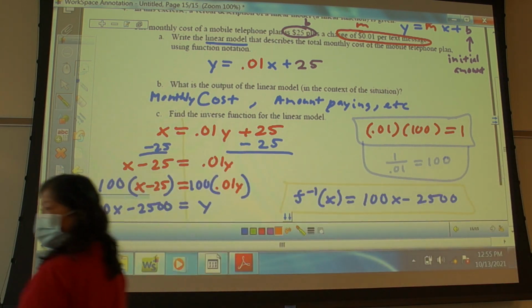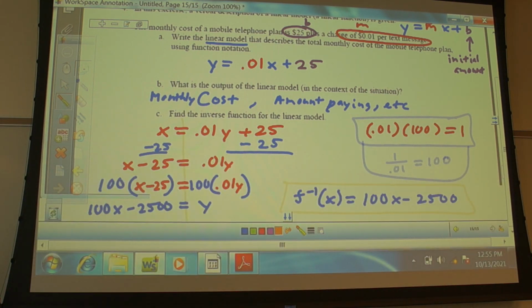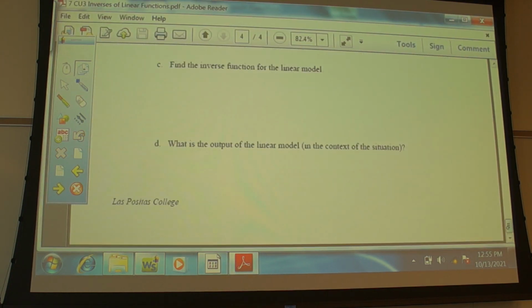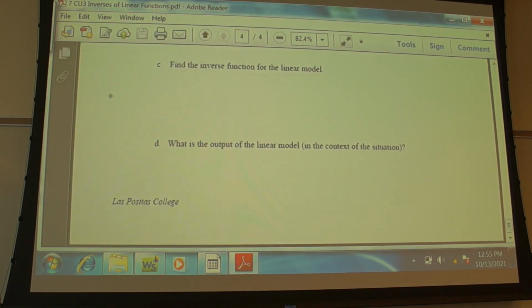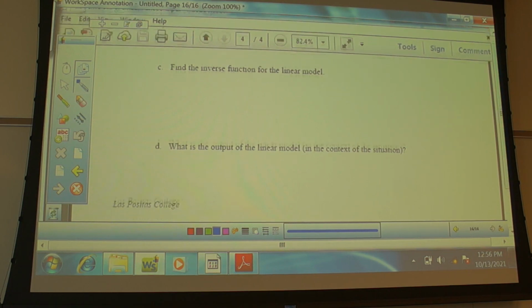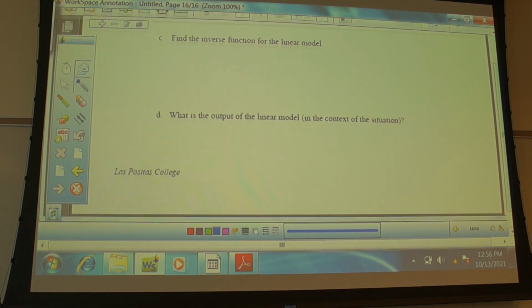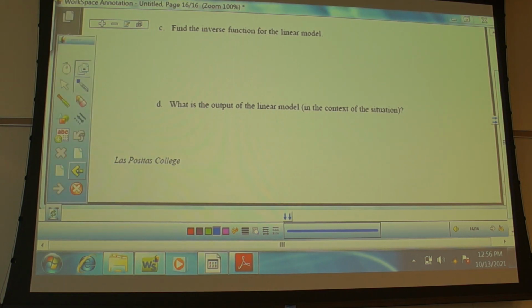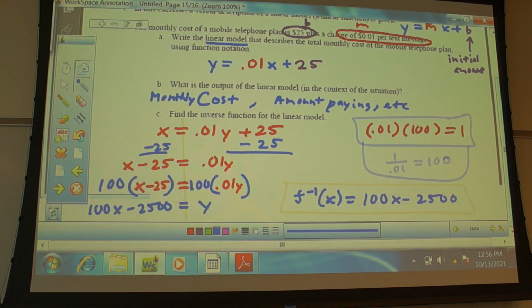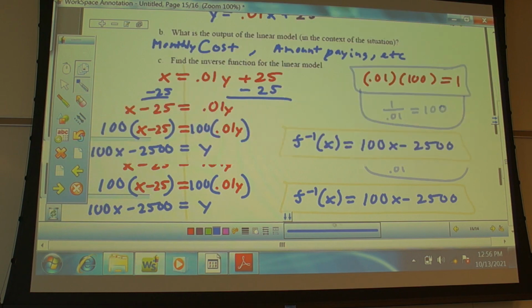Did we answer D already? Yeah. D, yes. Oh, there's D. I'm sorry, my bad. There's a D. What's the output of the linear model in context of the situation? Oh, what's the output of his new linear model? So what would be the output of, what does Y stand for here?